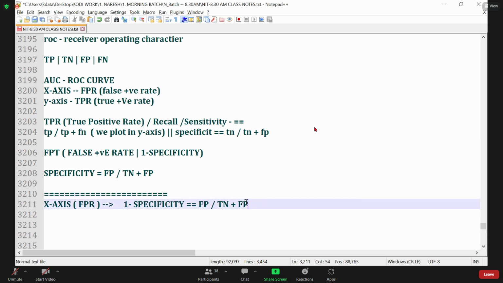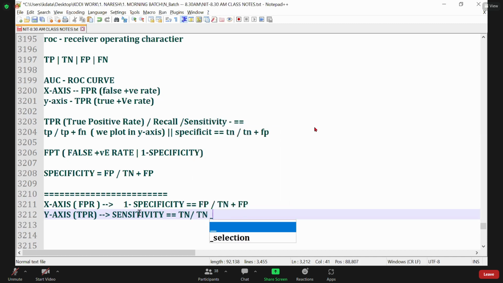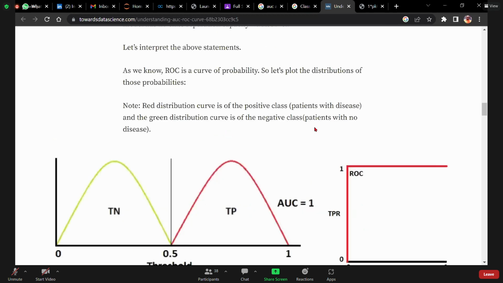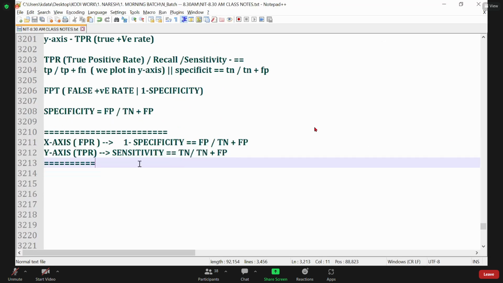Then the y-axis is called TPR. TPR we call sensitivity, and what is the formula? TP by TP plus FN. Are we clear, guys, up to this, everyone? These are the two parts, x-axis and y-axis.